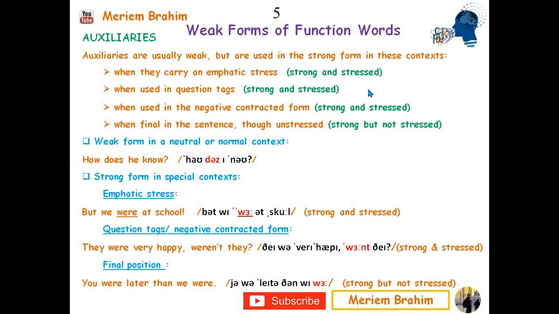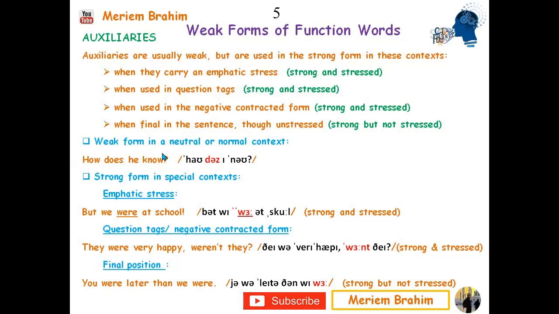We are going to see some examples later. When used in the negative contracted form, not the negative alone, but the negative contracted form, it is strong and stressed as well. We are going to see some examples later. When final in the sentence, it is strong though not stressed. So here, the only case where auxiliaries are strong but not stressed is when they are final. So we move to the examples.